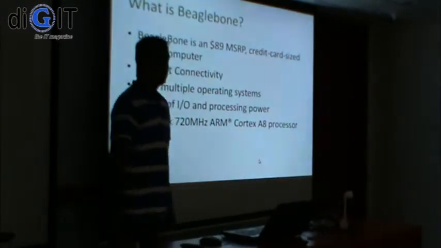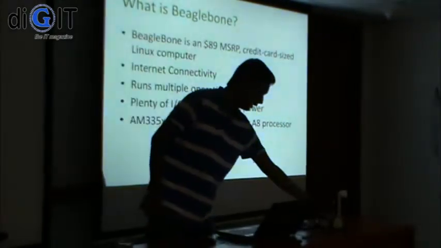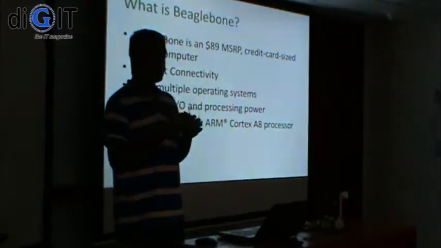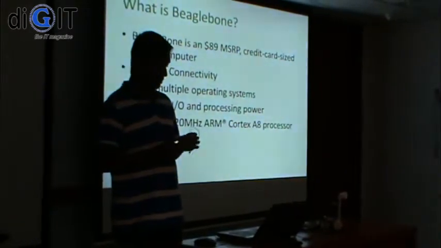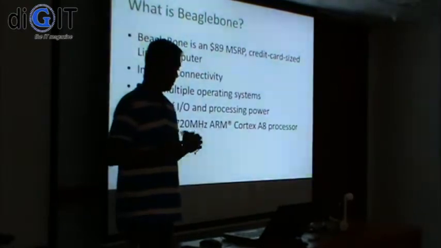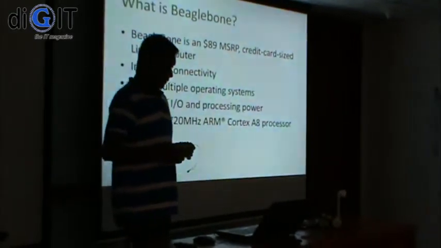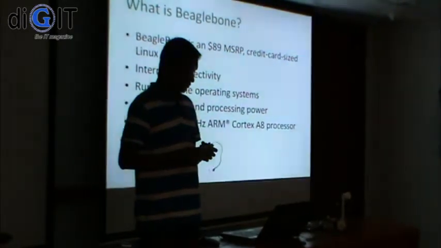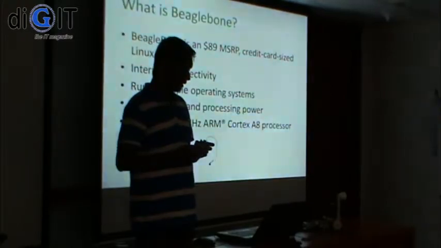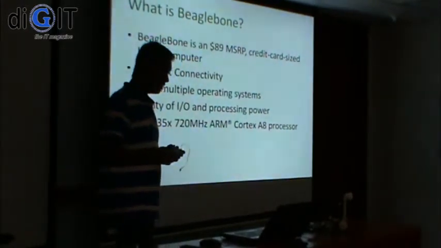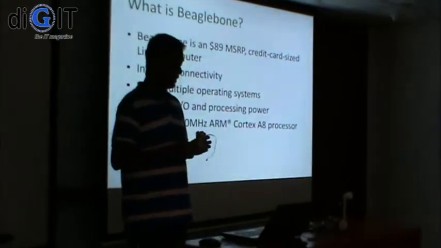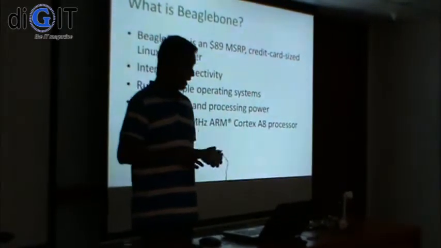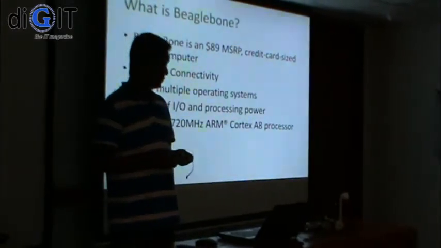So what is Beagle-Bone? Beagle-Bone is a credit card size small microcomputer. As you can see here, it's a very small credit card size microcomputer. It's completely open source and runs many open source software, open source operating systems, and it's low in price. It's about $89 US. It has internet connectivity, runs multiple operating systems, as I told you. There are plenty of input and output ports. As you can see here, these black ports are input-output ports, and it has higher processing power.